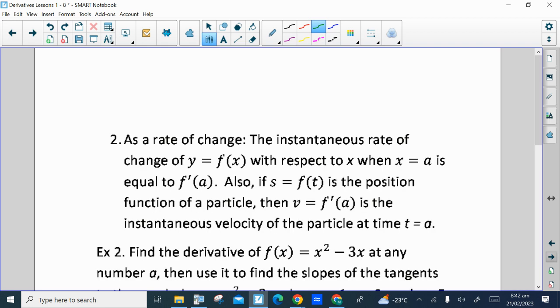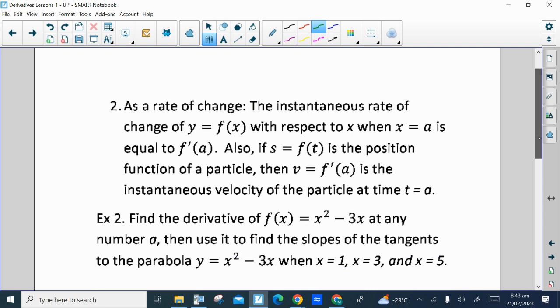The other one is the instantaneous rate of change, right? We used that formula before, and we said that that gave us the instantaneous rate of change of y equals f of x with respect to x when x equals a. Also, if s equals f of t is the position function of a particle, then v, the velocity, can be found by taking the derivative of a. Okay, so the velocity gives us the instantaneous velocity at time equals a.